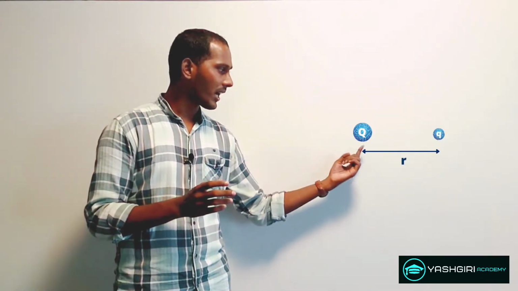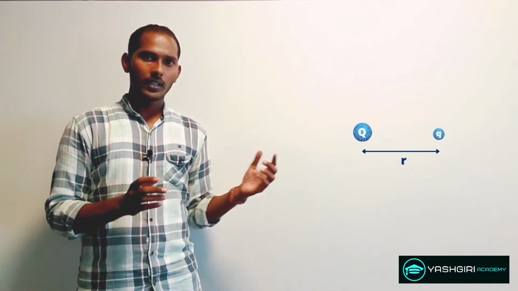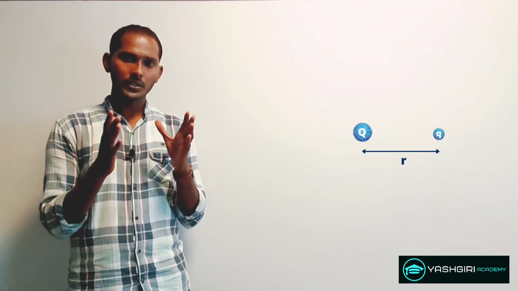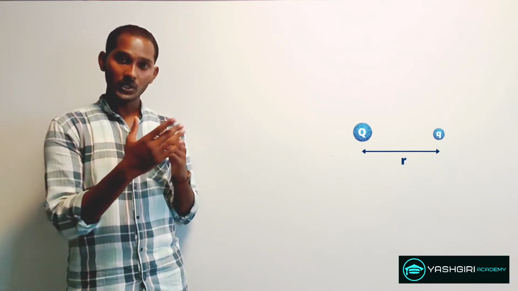Hi, so in today's class, we will see the concept of electric field. Now, suppose I place a charge capital Q at some origin, say O, and I take another charge, say small q, and place it at a distance of small r from this charge capital Q. Then, according to Coulomb's law, both the charges will interact with each other.